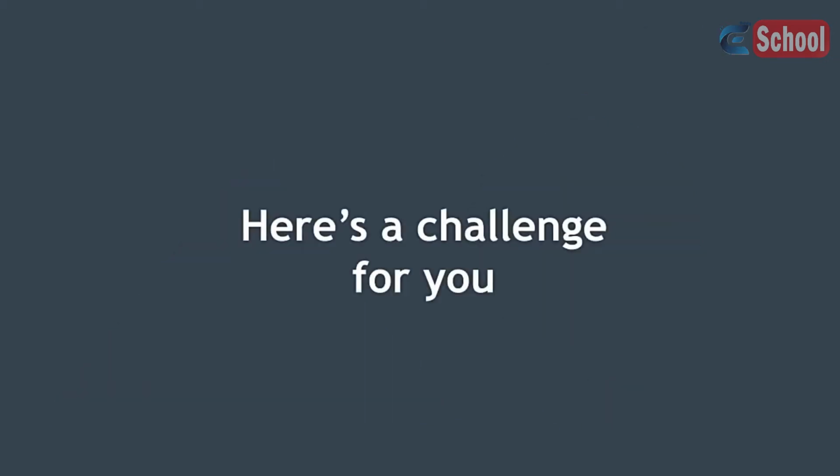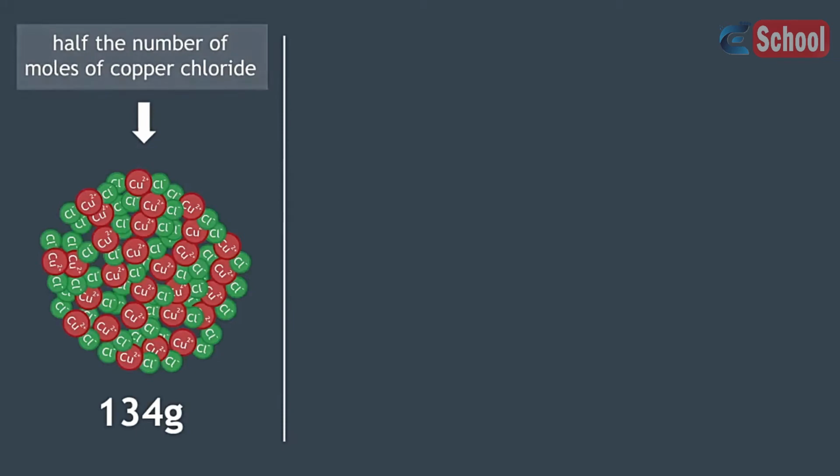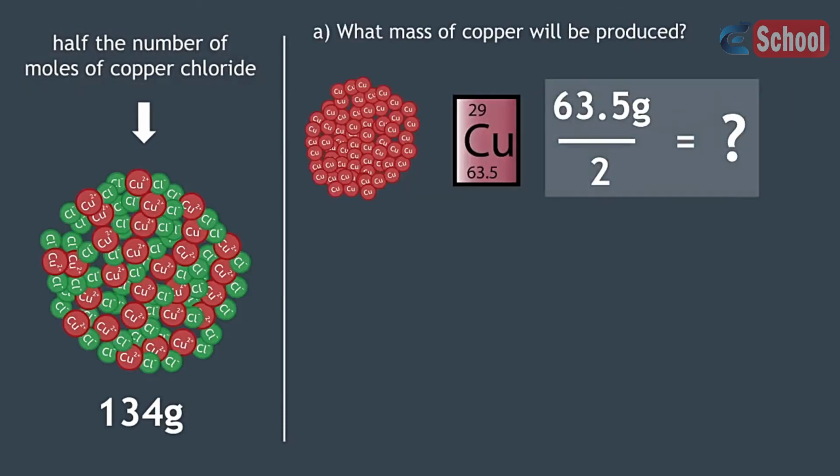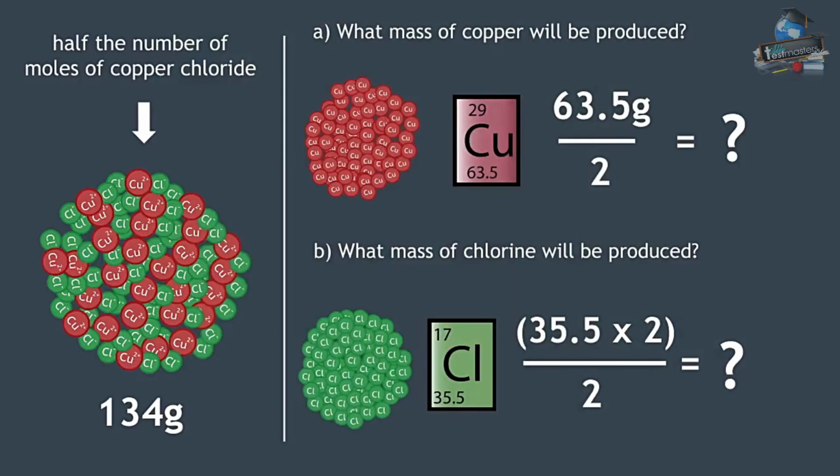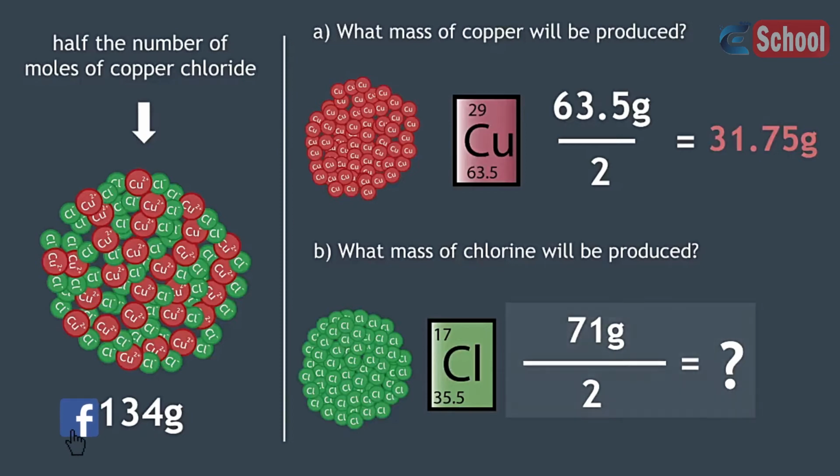Here's a challenge for you. If we were to use half the number of moles of copper chloride, then A, what mass of copper would be produced, and B, what mass of chlorine would be produced? Pause the video and resume when ready. The answer is that because half of the mass of copper chloride was used, then half the mass of the copper is produced. That's 31.75 grams. Also, half the mass of chlorine gas is produced, so that's 35.5 grams or 12 decimeter cubed.